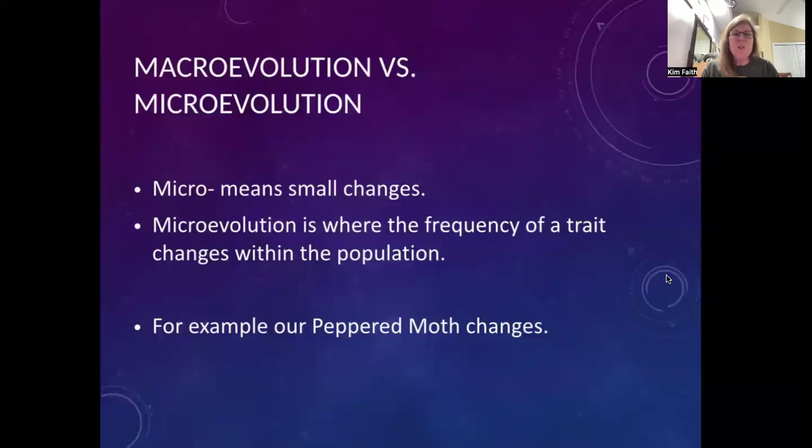So micro means small changes. Micro is where the frequency of the trait changes within the population. I used that example in the last presentation on our peppered moths, right? Going from light to dark back to light, where over time, each generation, we had more light moths and less dark. And then when the environment changed, the dark were more successful. And then the environment changed again, and then the light were more successful again. That's microevolution.